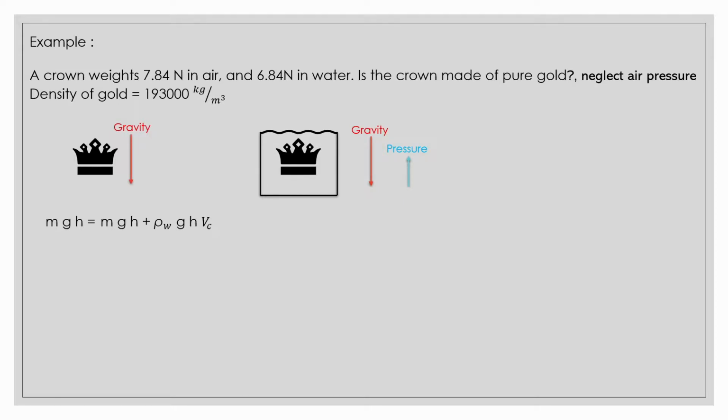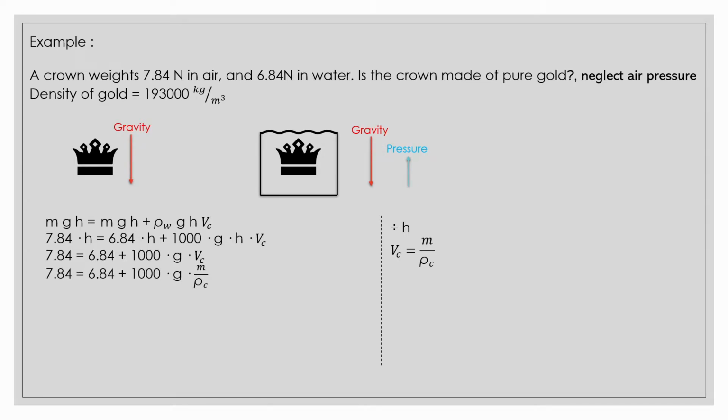Let's substitute our numbers. We can see that each term has height, so we can simplify the equation by dividing into height. Knowing that the volume of the crown is equal to its mass divided by its density, we can simplify the equation even more. We know that mass times gravity acceleration equals weight, which is given to us in the question. Now, all that's left is some algebra.